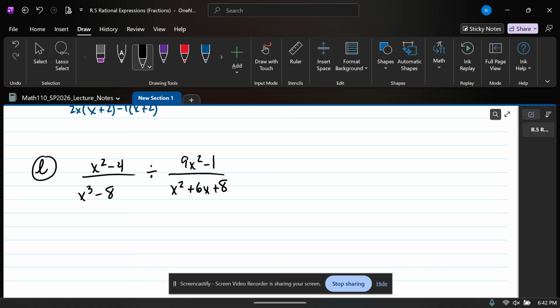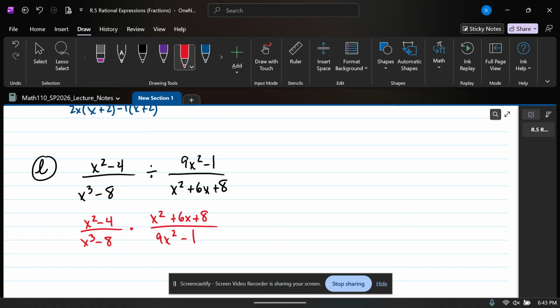So if we're going to divide fractions, what do we do? Keep, change, flip. So if I'm looking at my problem on Canvas or in my textbook and it's telling me to do the division, when I go to write it down, I'm just going to rewrite it as x squared minus 4 over x cubed minus 8 times x squared plus 6x plus 8 over 9x squared minus 1. I'm just going to write it like that from the get-go because that's what I'm doing. And then I'm going to factor everybody.